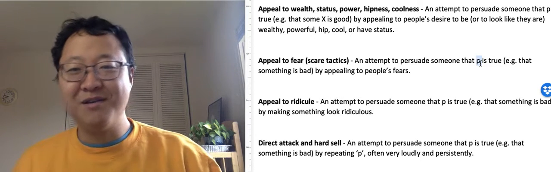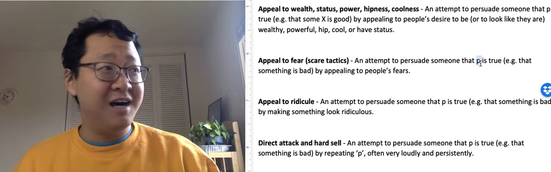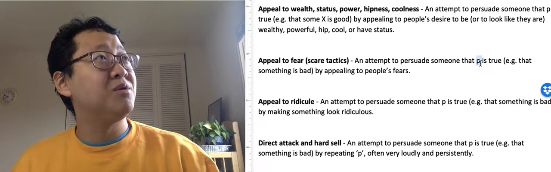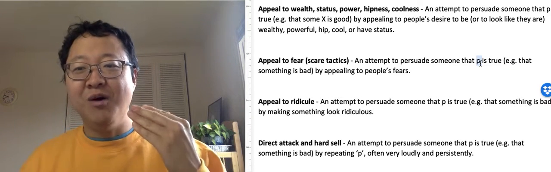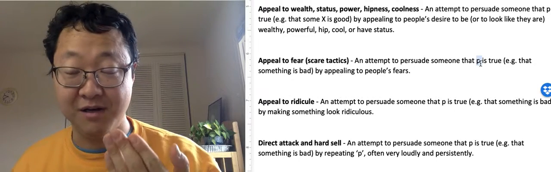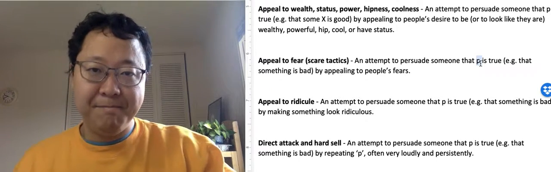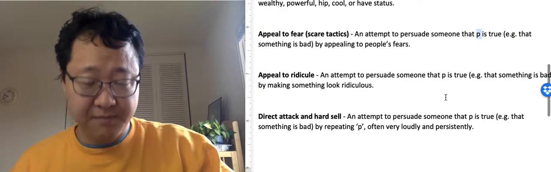So that's appeal to fear. It's pretty straightforward. And the same goes for a lot of political policies, I guess just policies that people are trying to push. Watch for when people are trying to manipulate you by messing with your fears. Okay. Now, next, appeal to ridicule.